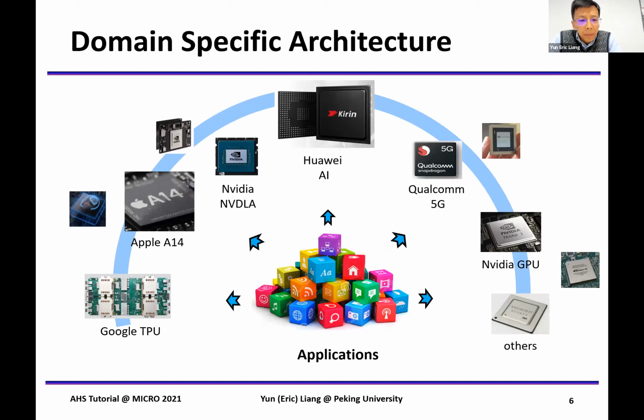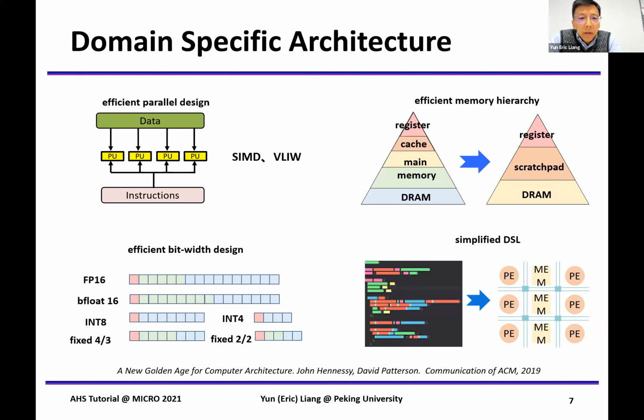Okay. So the ending of Moore's law coupled with the rapid growth of various applications, including artificial intelligence, communication, and graphics, and so on, has led to domain-specific architecture. Domain-specific architecture, short for DSAs, has many advantages. I just want to list a few here. From the hardware perspective, we can design a more efficient parallel architecture, memory hierarchy, bit width, and so on. From the software perspective, we can simplify the programming system by defining a domain-specific language and compiler.